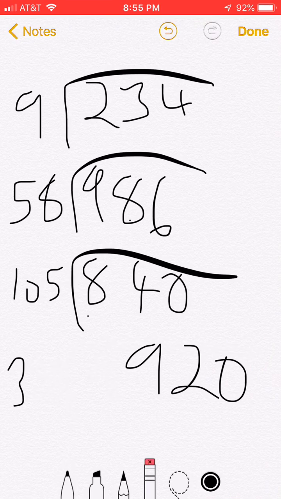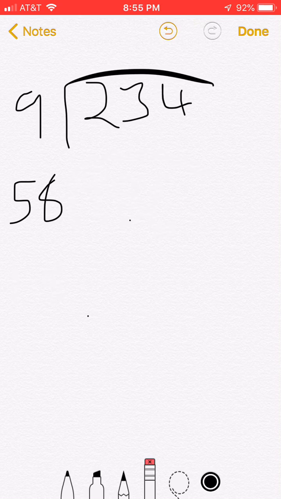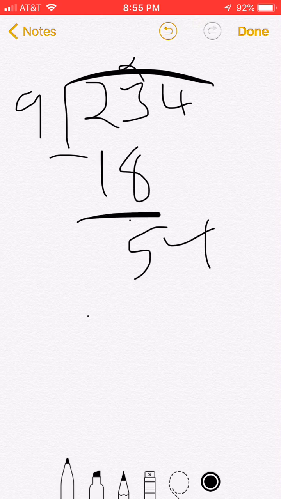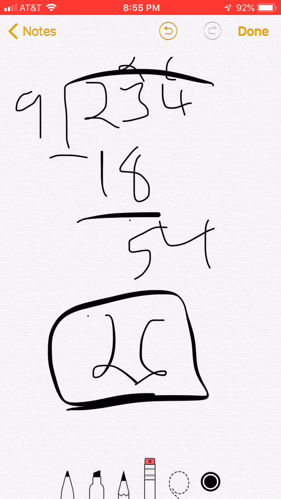All right. And now I'm going to solve these problems and show you how to solve them. 9 goes into 2 0 times. 9 goes into 23 2 times. Minus 18 to get 54. 9 goes into 54, 6. So the answer is 26.